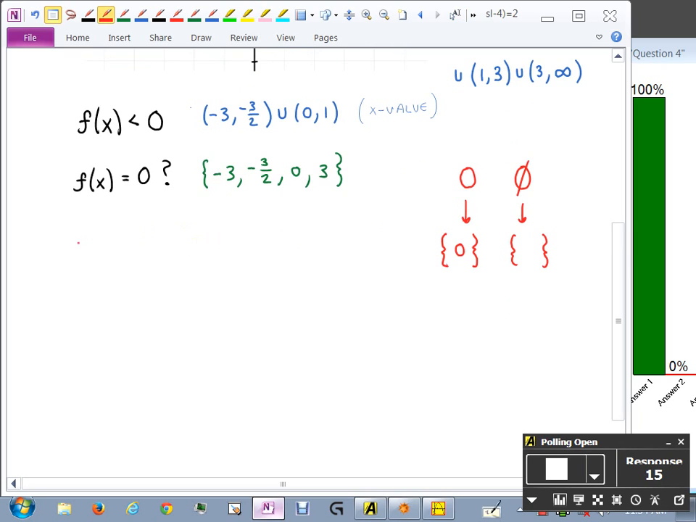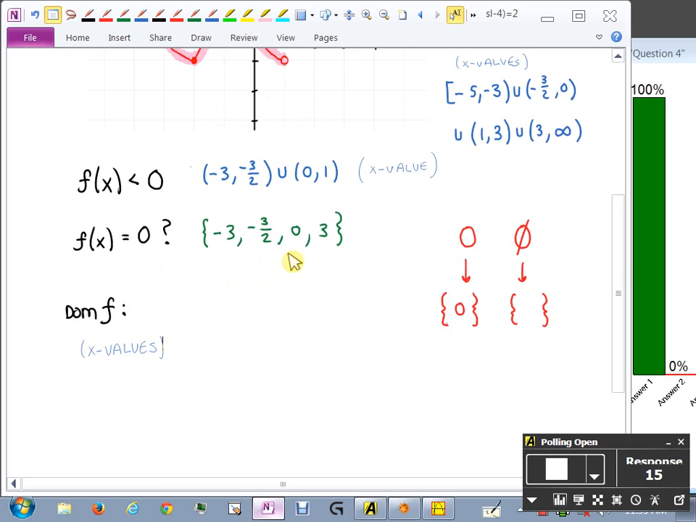Domain. So what's the domain of F? I'm just going to put dom F. Again, isn't the domain X values? You're just going to need to tell me everywhere that the function is defined. Would it be the same as what?